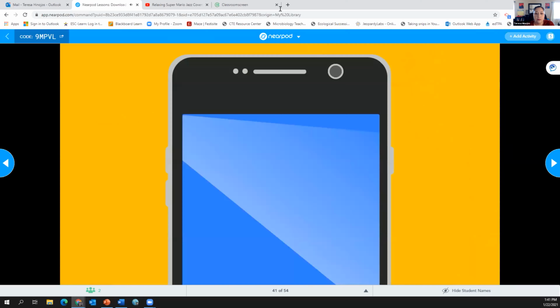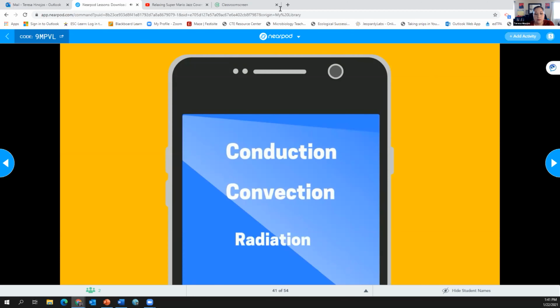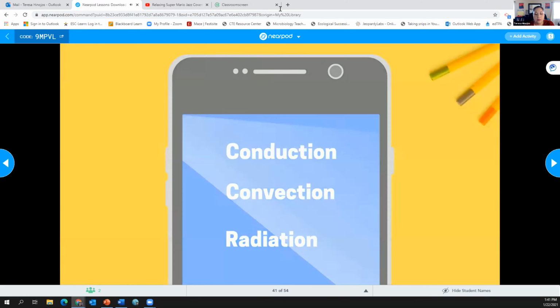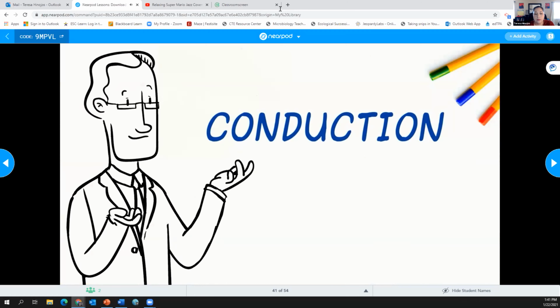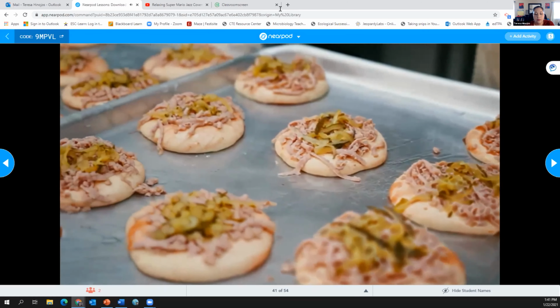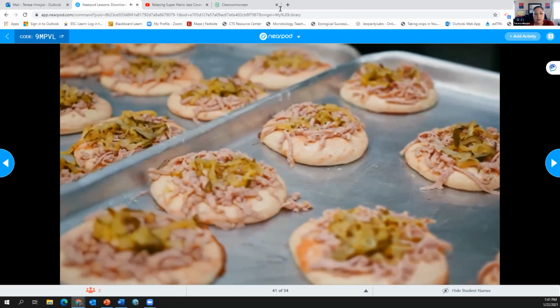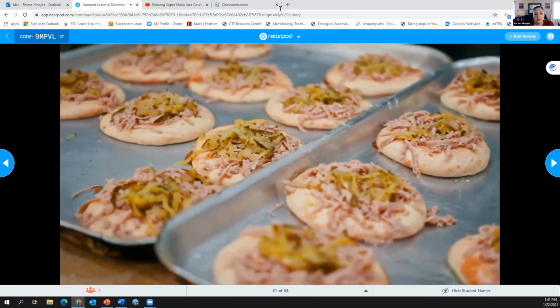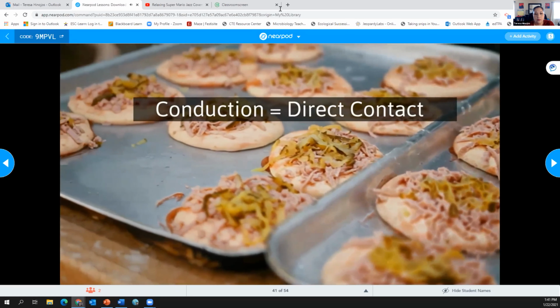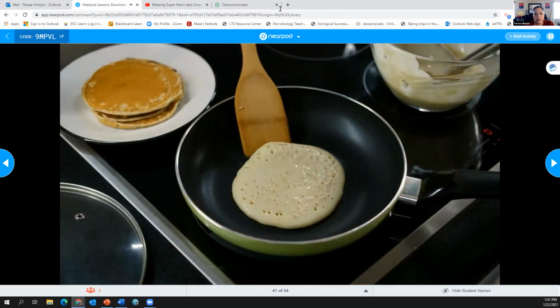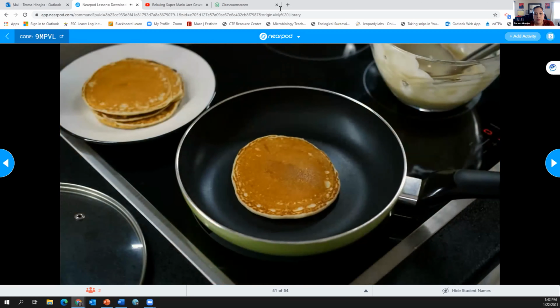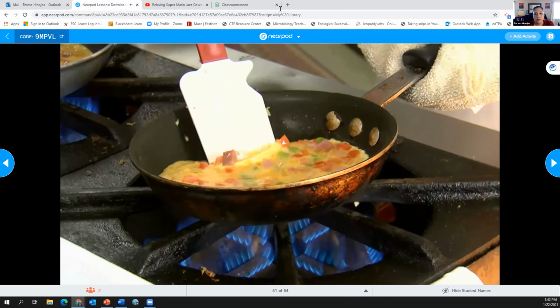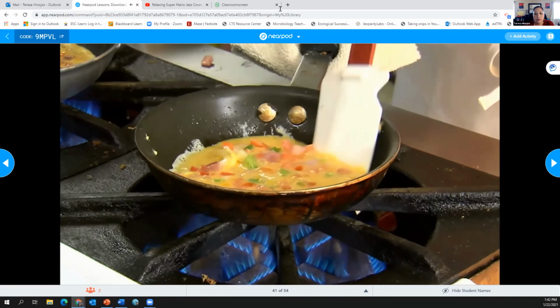Heat can be transferred in at least 3 ways: conduction, convection, and radiation. Conduction is a process in which the transfer of heat takes place between objects by direct contact. It is most often associated with solids. The key to conduction is direct contact. The heat of the pan is transferred to the mini pizzas. The energy of the frying pan is transferred to the eggs. Notice that they are in direct contact.